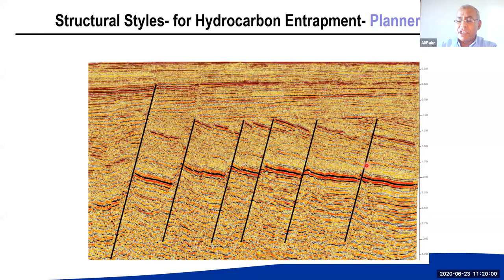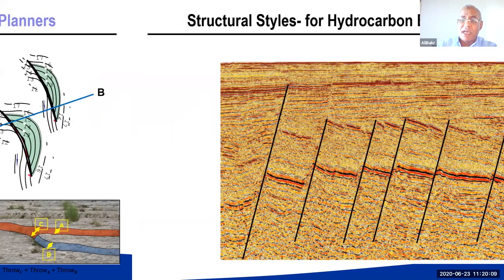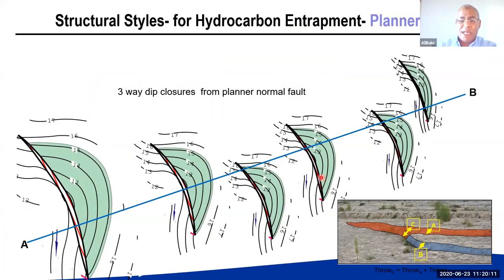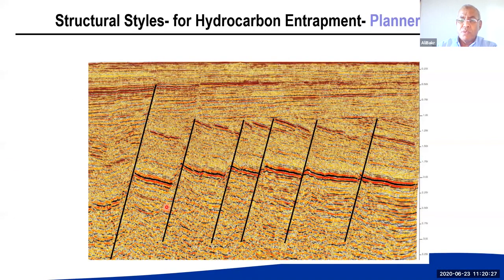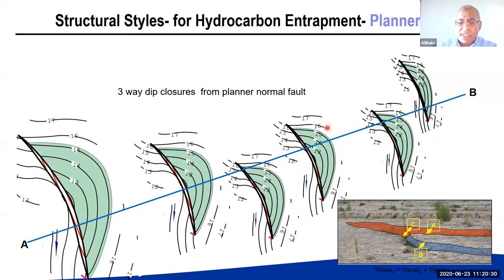This is the interpretation of this kind of planar fault style, on the cross-section view on the seismic. The shape on the map will be like this: three-way dip closure from planar faults. So in the cross-section it was a normal fault, more or less planar, as in the previous example. When we go to the map view, you will see the closures are more or less three-way dip closures. And each of these three-way dip closures will have its own oil-water contact and its own seal.